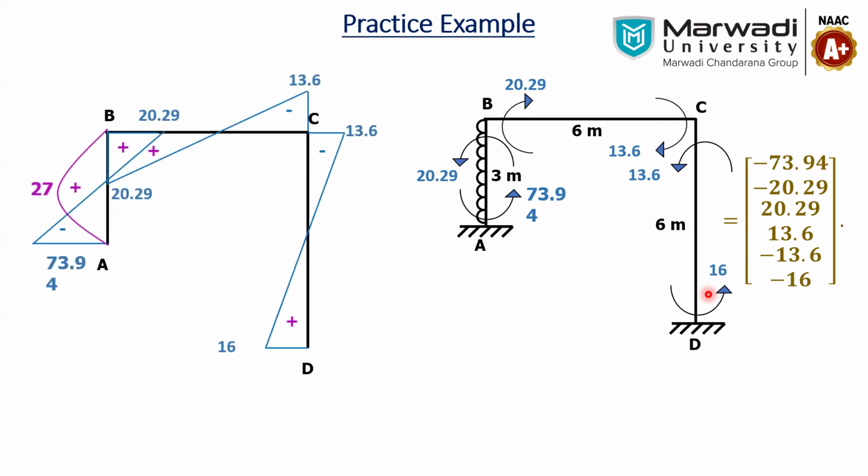So the final bending moment diagram will be something like this. For the support moment, as all are generating couples, the sign changes from minus to plus in each member. Along with that, as it is a UDL, we have to draw a parabola of WL square by 8. So that is the complete bending moment diagram for this sway frame.